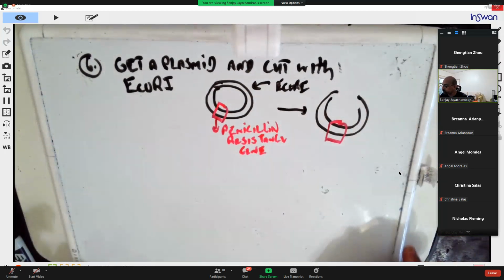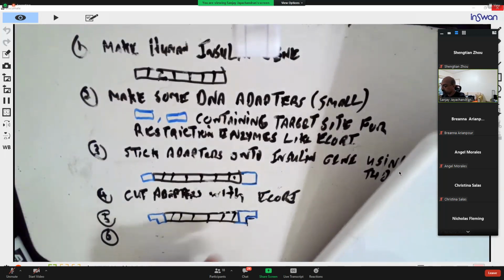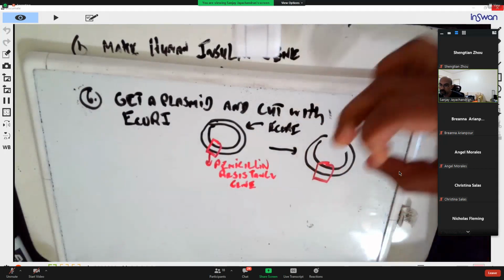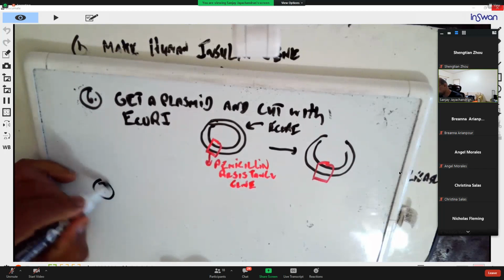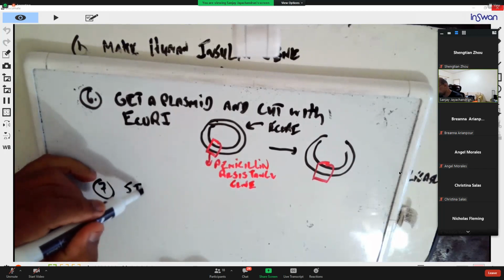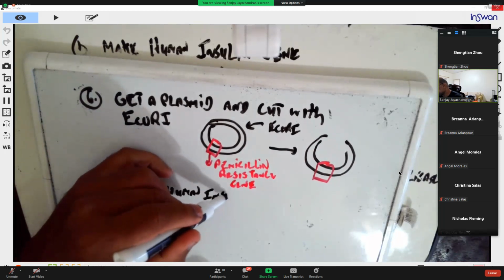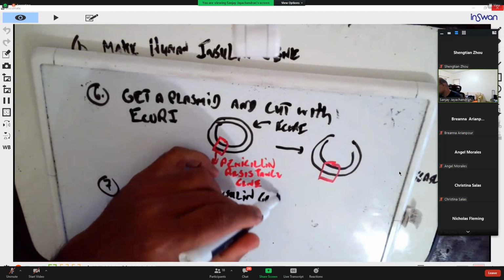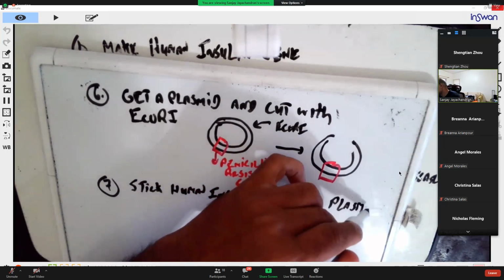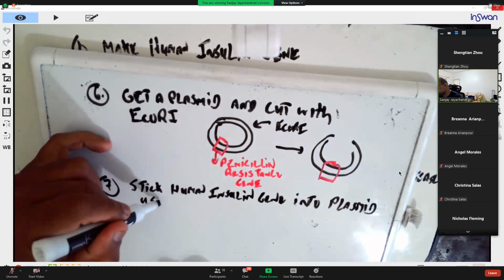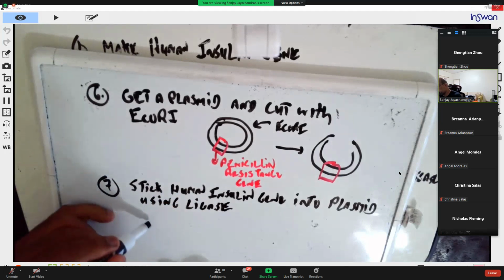I'm going to cut open plasmid. What I'm going to do is I'm going to take my human insulin gene with its sticky ends. I'm going to stick them into my plasmid. So stick human insulin gene into plasmid using the ligase. Okay, so now I'm going to get something like this.